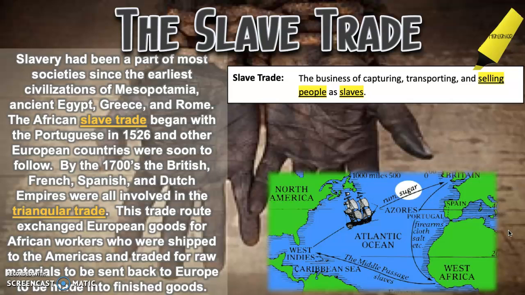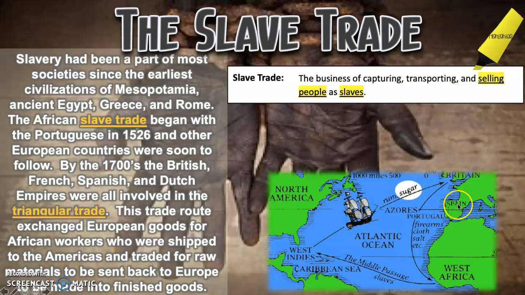By the 1700s, the British, French, Spanish, and Dutch empires were all involved in what we call the triangular trade. And you can see here on this map what the triangular trade looks like. We've got Europe here. Here's Portugal. That was the first country because it's very, very close. You can see how close Portugal is to Africa.